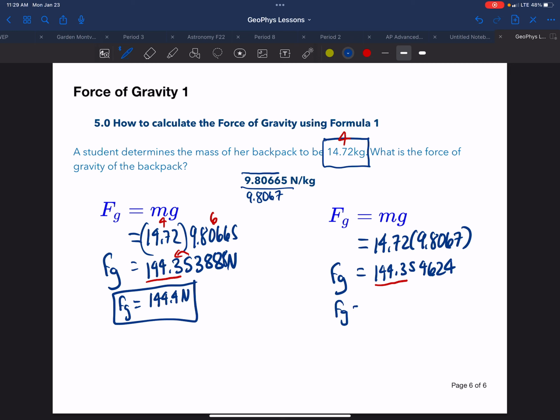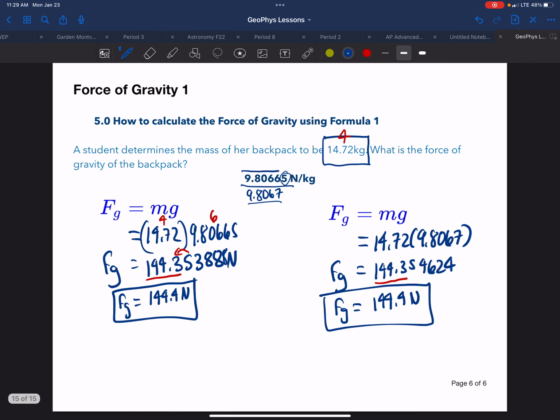Now again, we are limited by the 4 digits. And we give force of gravity is 144.4 newtons again. So both of those are fine, completely fine. Again, we said you could use method 1, the unrounded, or the second one. You got to do a little more thinking work and rounding to use that. And all it did was save you typing in 1 digit in your calculator.